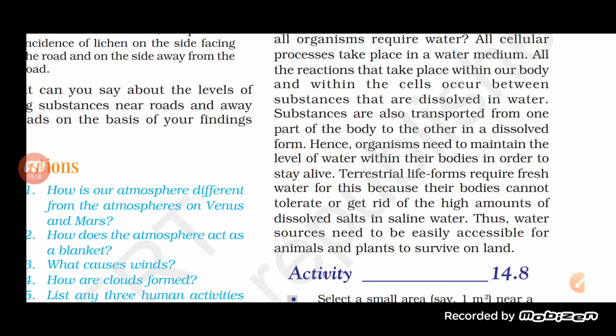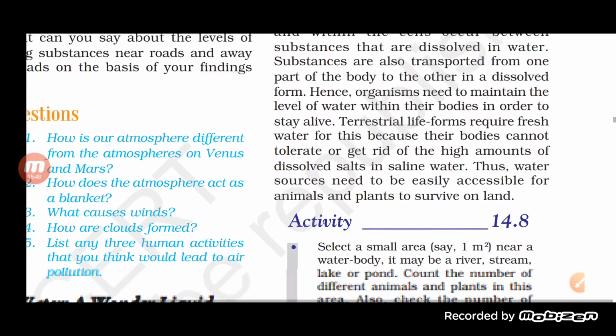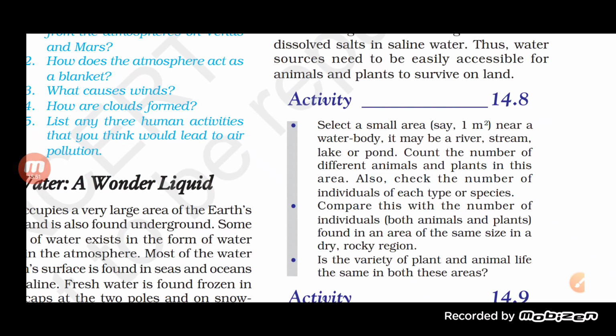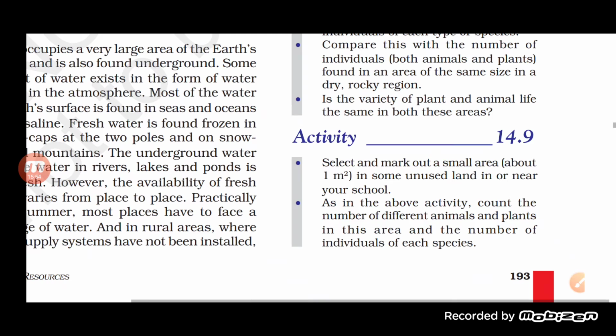So water is a wonder liquid, because it is important for human beings, and it is important for all living organisms, including the plants and the animals. Thus, the water must be available. On the conservation of water, it needs to be accessible for the plants and animals surviving on land, because they also need a sufficient amount of water for their metabolic processes to occur in the body.